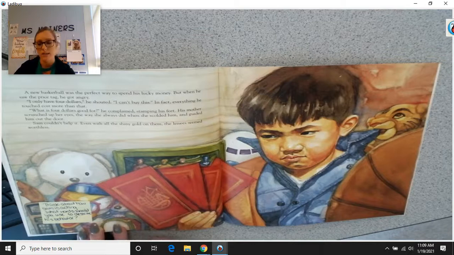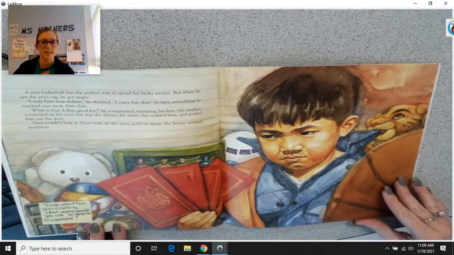Okay, so let's pause here. It says, think about how Sam is acting. What words would you use to describe his behavior? How is he acting by stomping his feet and saying, "This money is worthless"? How do you think he's acting?